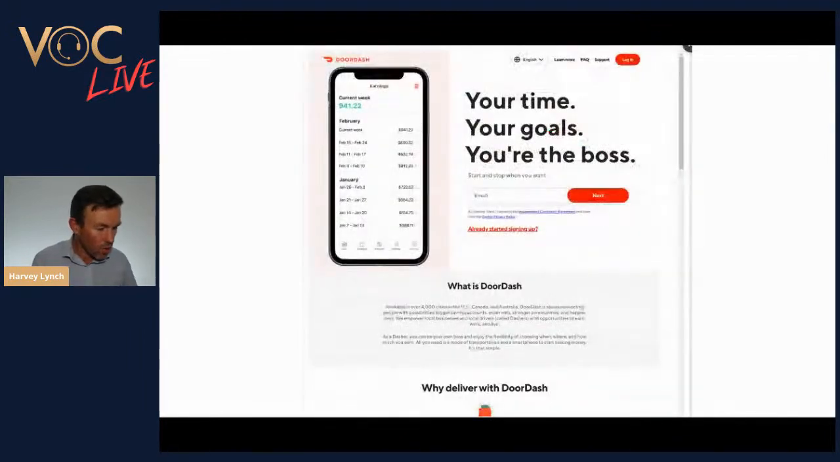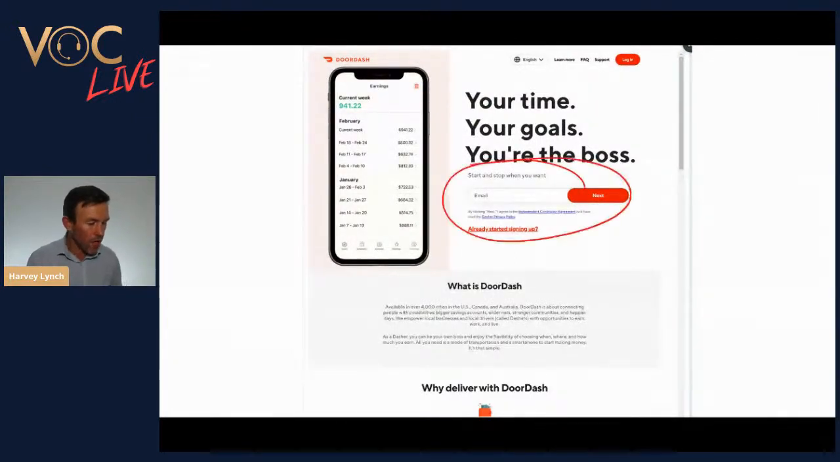Here's another one, DoorDash. Your time, your goals, you're the boss, start and stop when you want. Your information is gathered via that little panel. There are a few sections here, like frequently asked questions, which looks like it's further down the page if you scroll down. But you can see this landing page has a specific intent to get your information to deliver more value. The advert that drove you to this landing page probably had more about that specific intent and the reasons why you're here on this page, and therefore gathers your information to get you signed up.